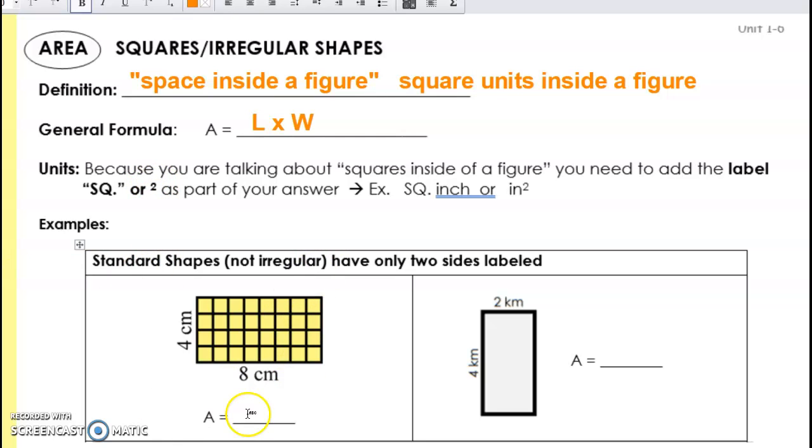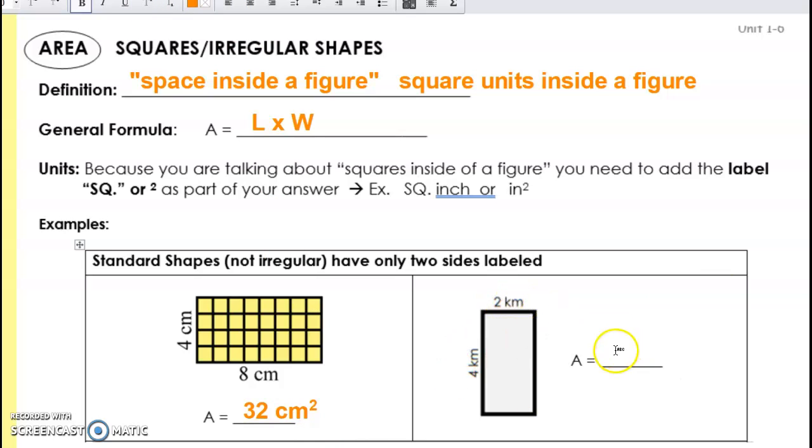So take a look at the examples below. We have a 4 and we have an 8. Our general formula tells us we're going to multiply those. Whether you can do that in your head or you need a calculator, either is fine. We have 32. As far as units, centimeters, and because we're looking at area, we're looking at square units inside, you can use SQ to represent square, or you could use centimeters and put an exponent of 2. Either is fine.